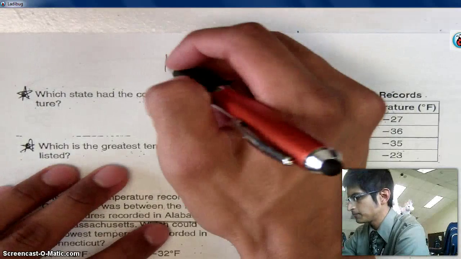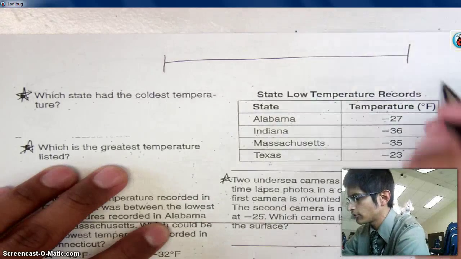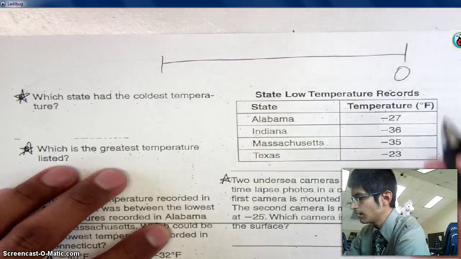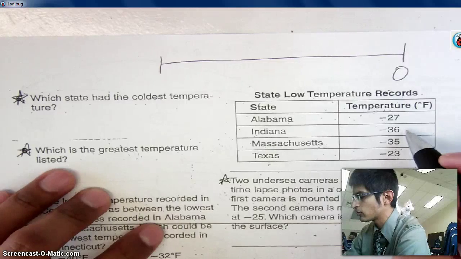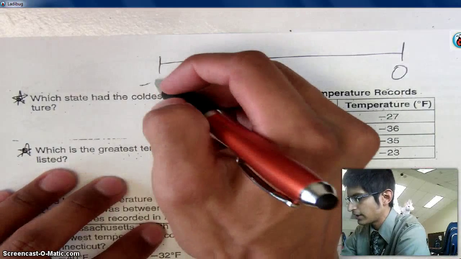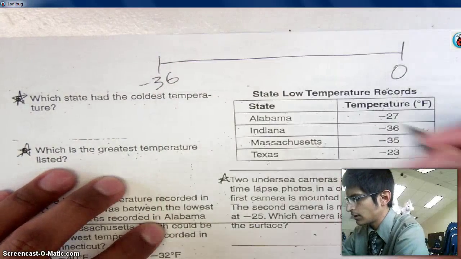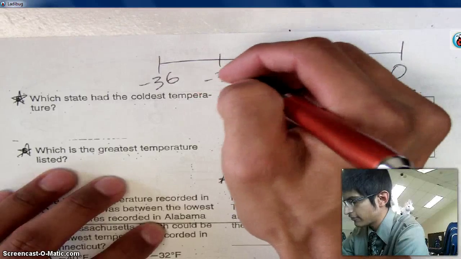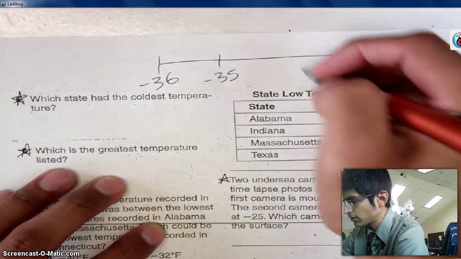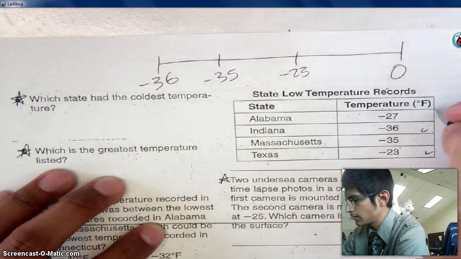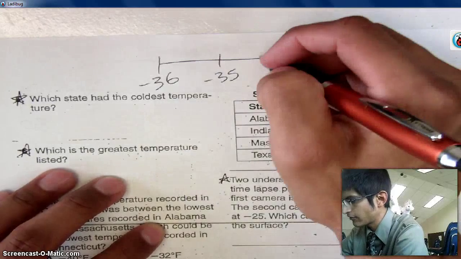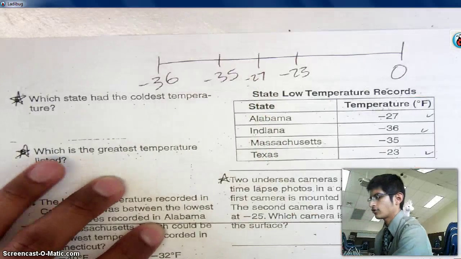So make a number line. They're all negatives, right? So here's 0. The one farthest away from 0 is my least. So that's negative 36. And then negative 35. Negative 23, and then negative, oh, I messed up, negative 27 goes right here first. Okay, so there's my order.